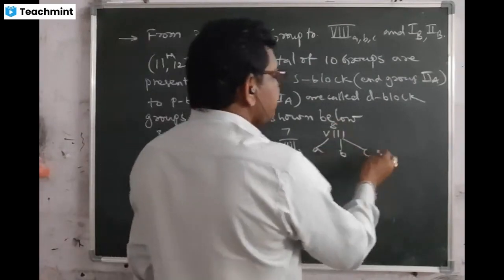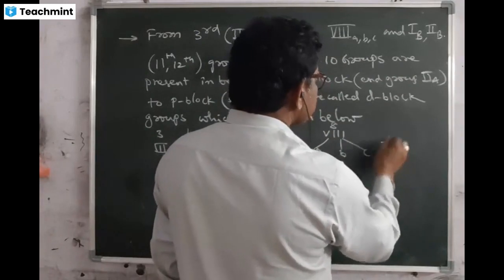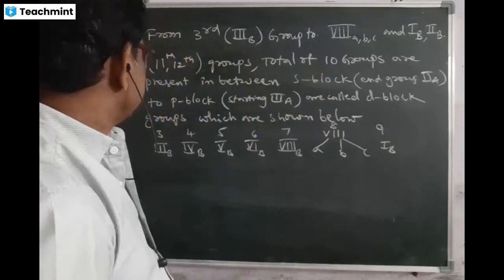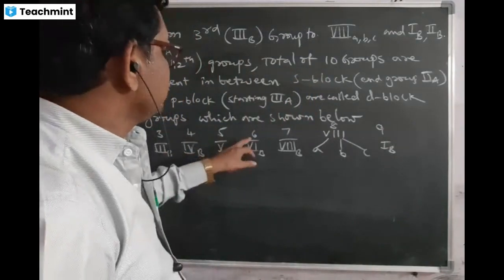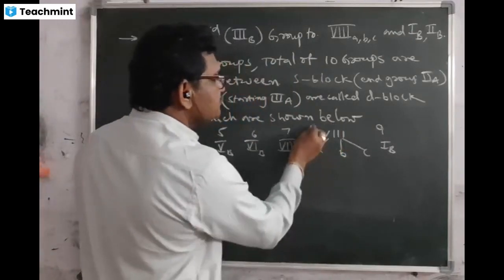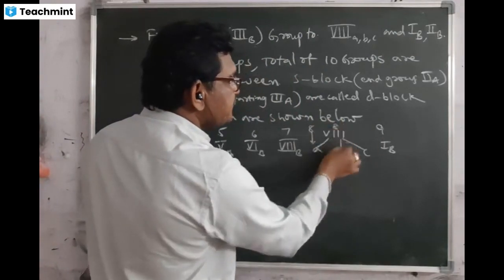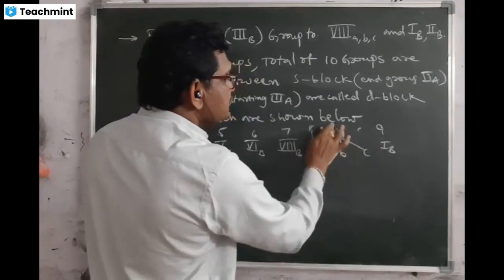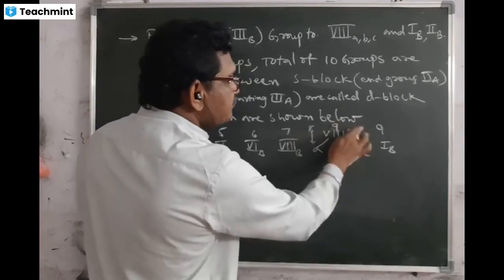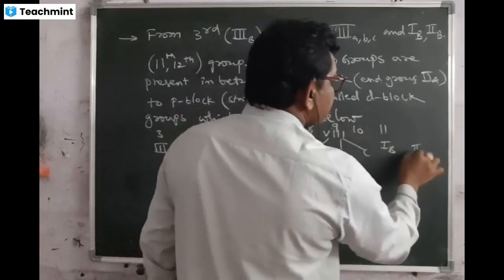Okay. Then after the eighth, the remaining one is first B. So, here you try to listen. Third, fourth, fifth, sixth, seventh, this is 8A, this is 8B, this is 8C. So 8A is the eighth group, 8B is the ninth group, 8C is the tenth group. First B is the 11th group. Thereafter second B is the 12th group.